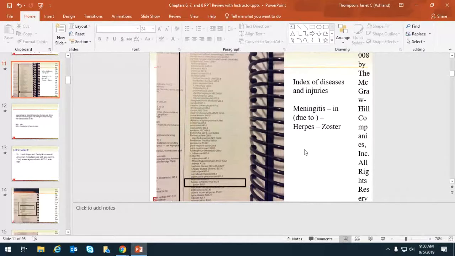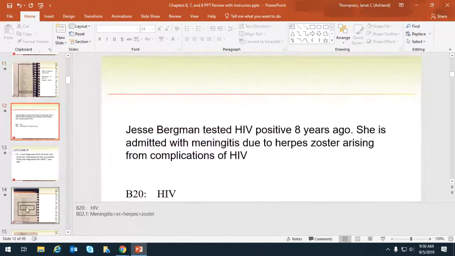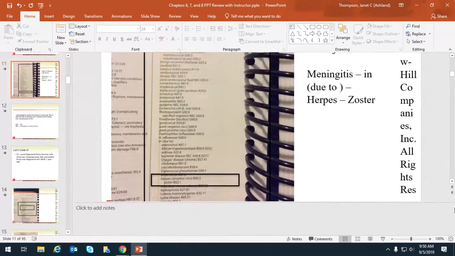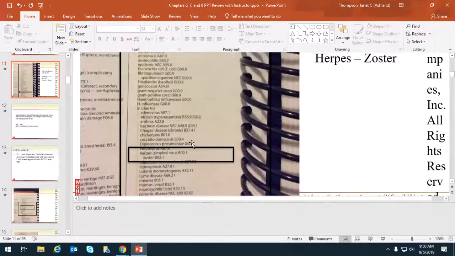And when we get to that area in the index, it gives us code B02.1. So there's an entry for herpes simplex virus and then herpes zoster. So our specific code is B02.1. We find that, then go to the tabular list, right to the code B02.1, and read any category notes.